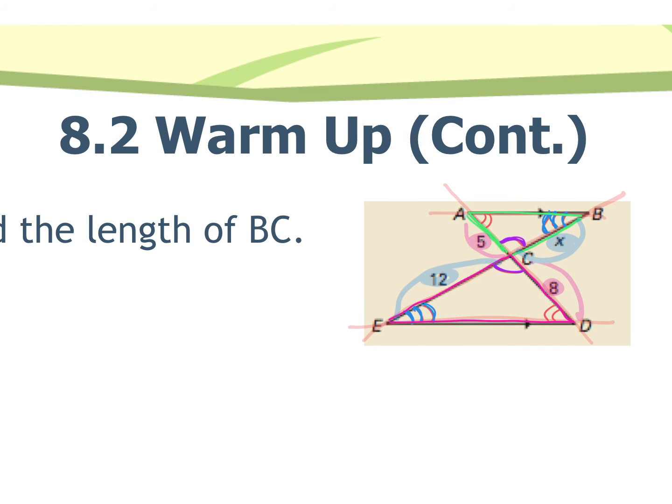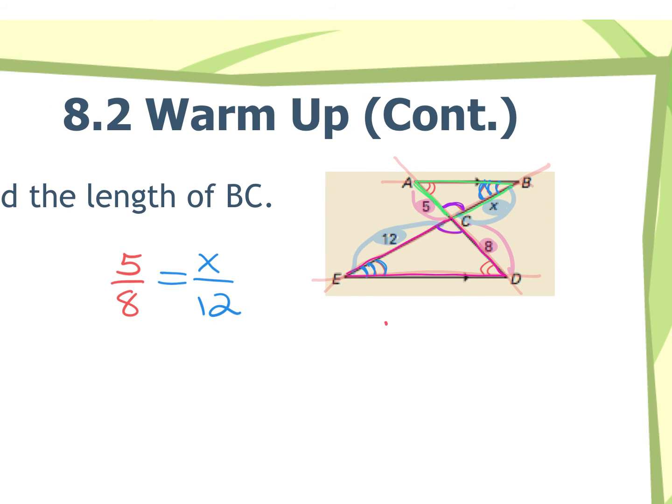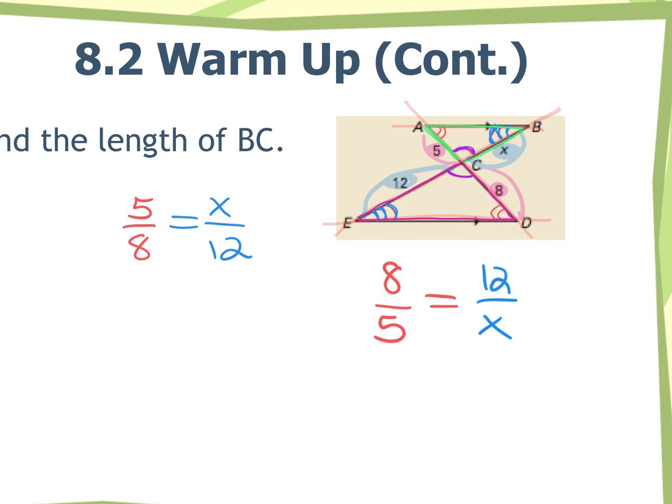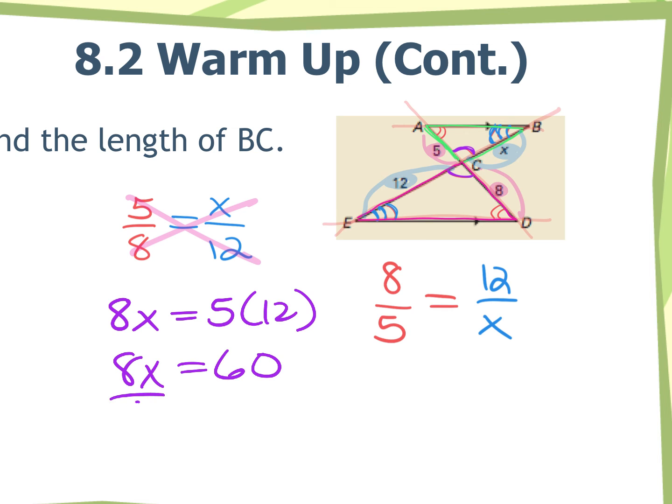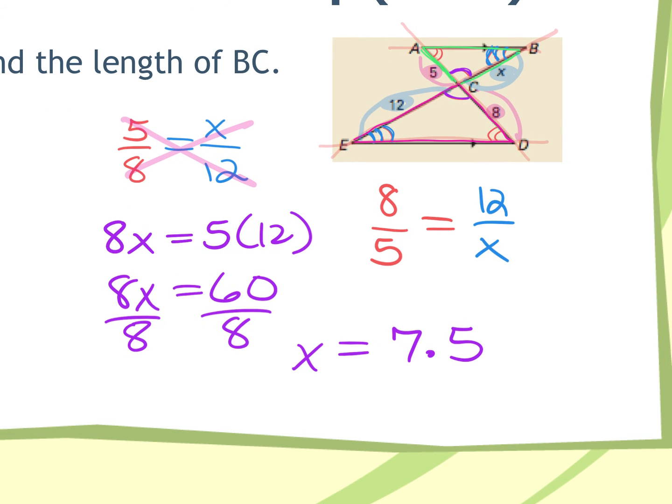I'm going to take the 2 that I highlighted in pink, the 5 over 8. And then the 2 that I highlighted in blue, it's going to end up being the X over 12. Now, if you preferred to have done 8 over 5, then you needed to do 12 over X. Either proportion is going to work, okay? However, if you messed up the order on any of these, then you're going to get the wrong answer. So I'm going to go ahead and do the cross products. 8 times X, and then 5 times 12. So 8 times X, 5 times 12, I get 60, divide by 8, and X equals 7.5. I would have also accepted it as a mixed number.